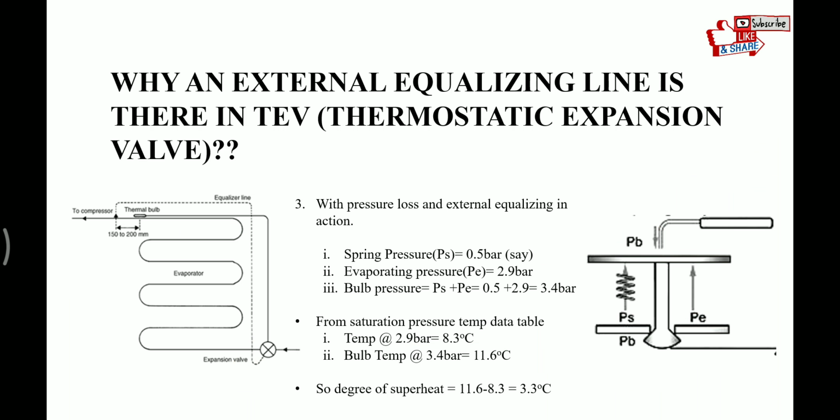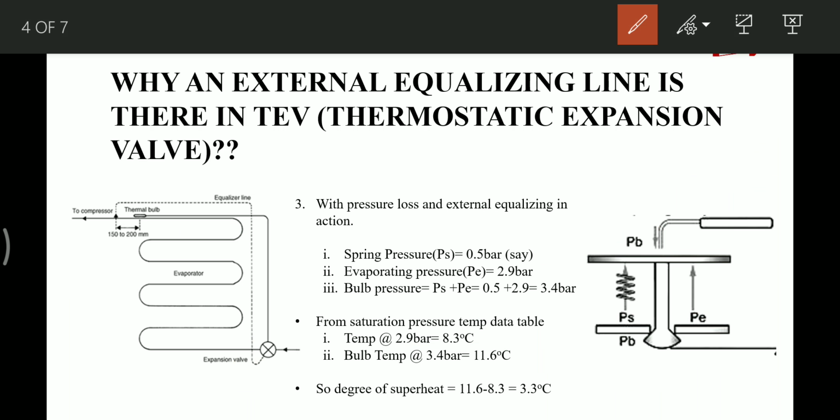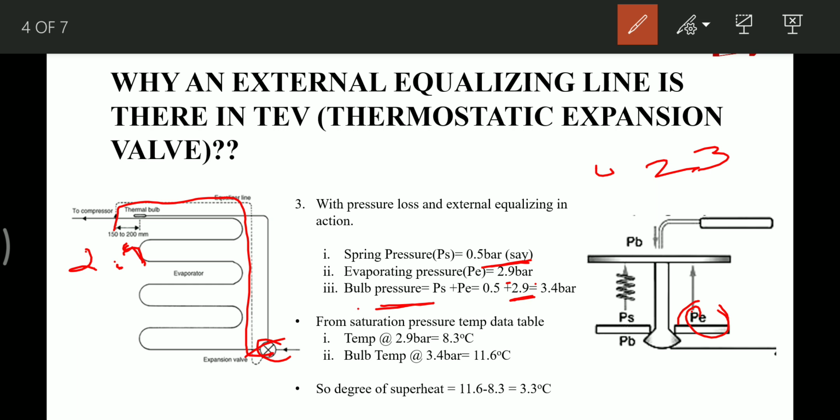Suppose again the spring pressure is 0.5 bar in this case, and the evaporating pressure is 2.9 bar. This is at the end, the pressure was 2.9 bar because there is a loss in pressure of 0.23 bar. Okay, and then this pressure is applied by the equalizing line onto the expansion valve. So on this expansion valve, this evaporating pressure will be 2.9 bar. So the bulb pressure becomes 3.4 bar.